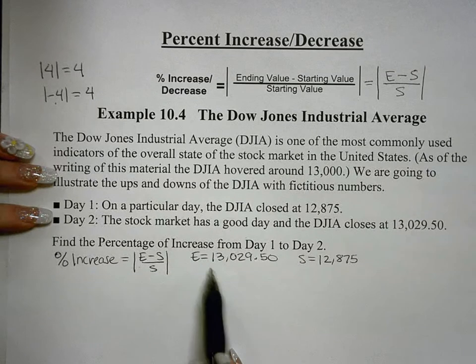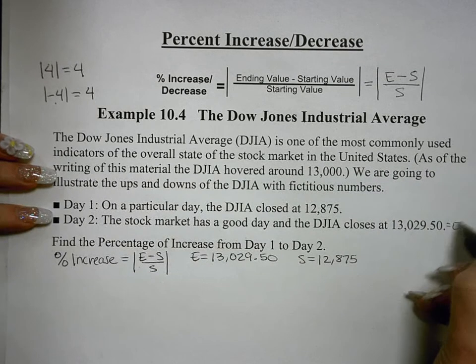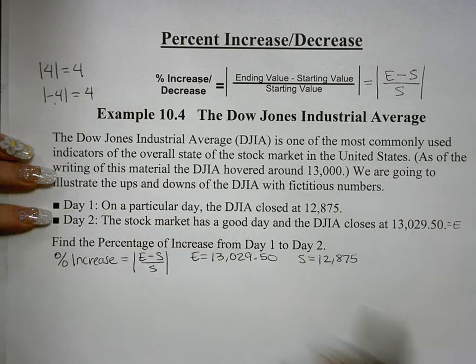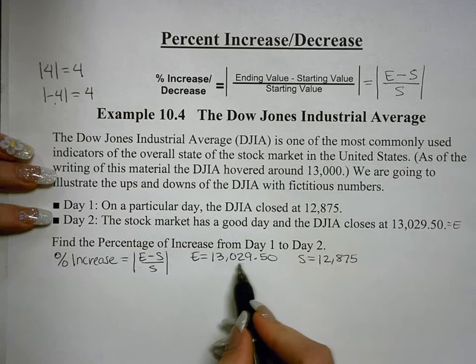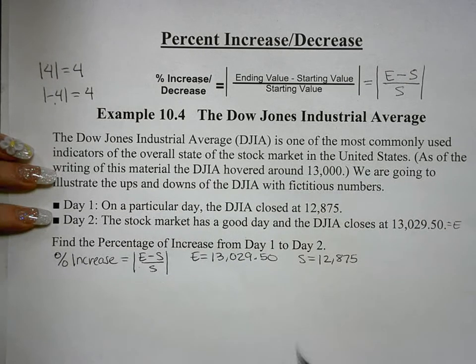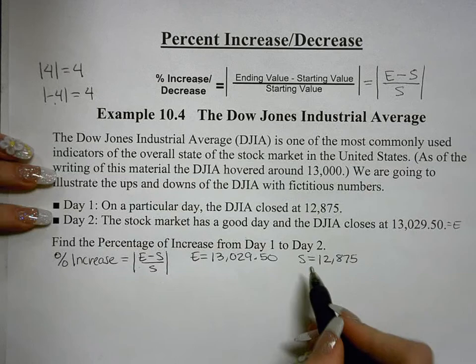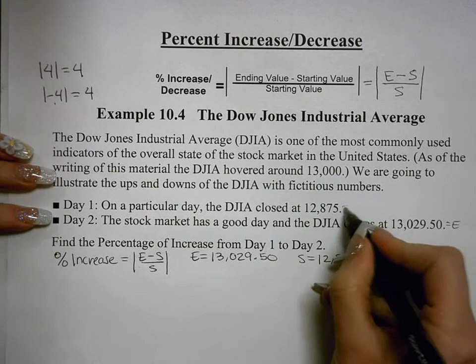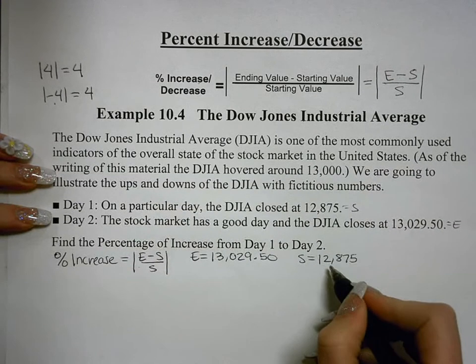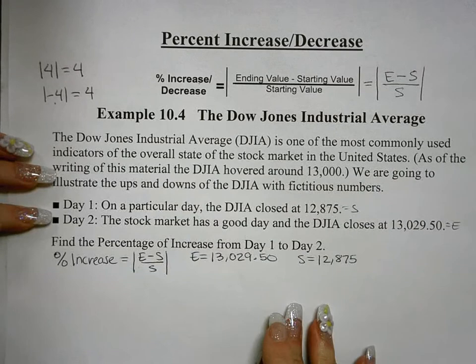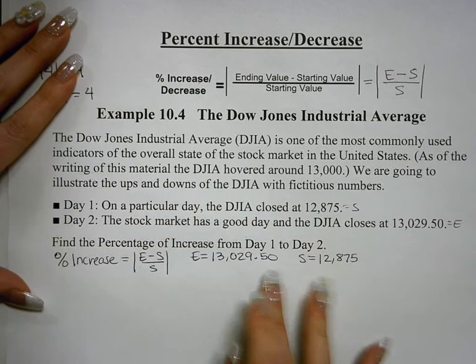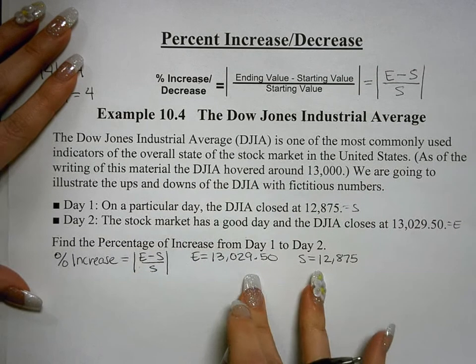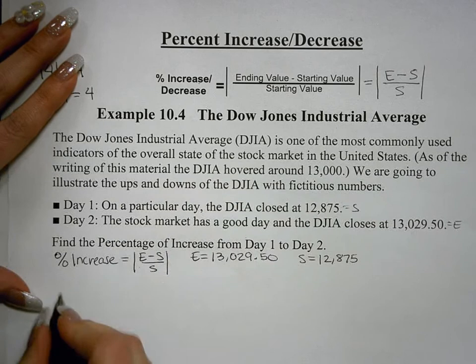E is the ending value. This is the ending value. That's what you ended up with on day 2, which is 13,029 points and 50.5. Okay, and then the starting value is what we started with. That's S right here. S equals 12,875. So we're just going to input these values in for the variables in the formula.